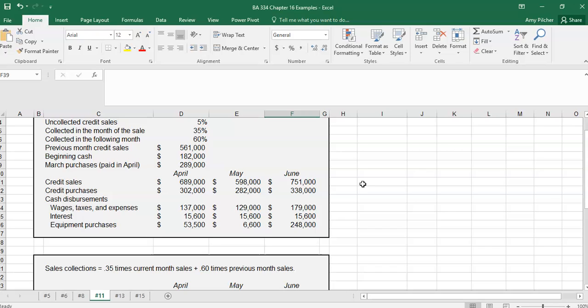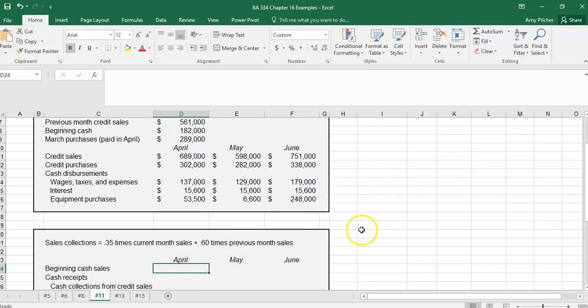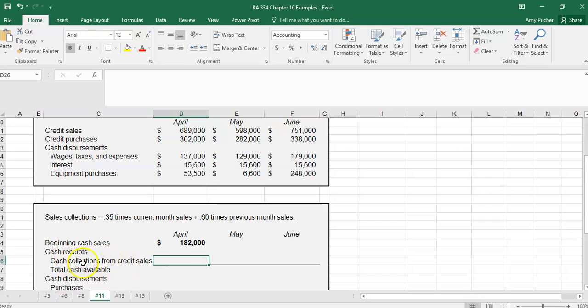So we need to know what our beginning cash is. Beginning cash in April is given. It was 182,000. And then our cash receipts are cash collections from credit sales. Remember that we need 35% of this month's sales and 60% of the previous month's sales. So we're going to add those together.